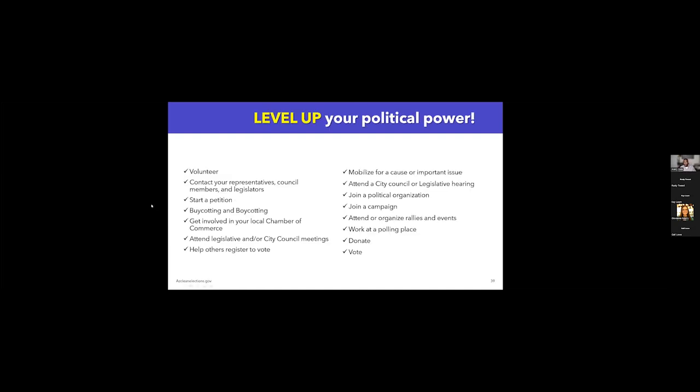Here's a bunch of stuff you could do to get activated and level up your political power. You can volunteer, you can contact your representatives, council members, and legislators, start a petition. You could boycott, meaning you could take away your dollars from something that you disagree with. Get involved in your local chamber of commerce. Attend, I can't say this enough, if you have time, attend the legislative or city council meetings. You can even watch the legislative meetings on Arizona Capitol TV.